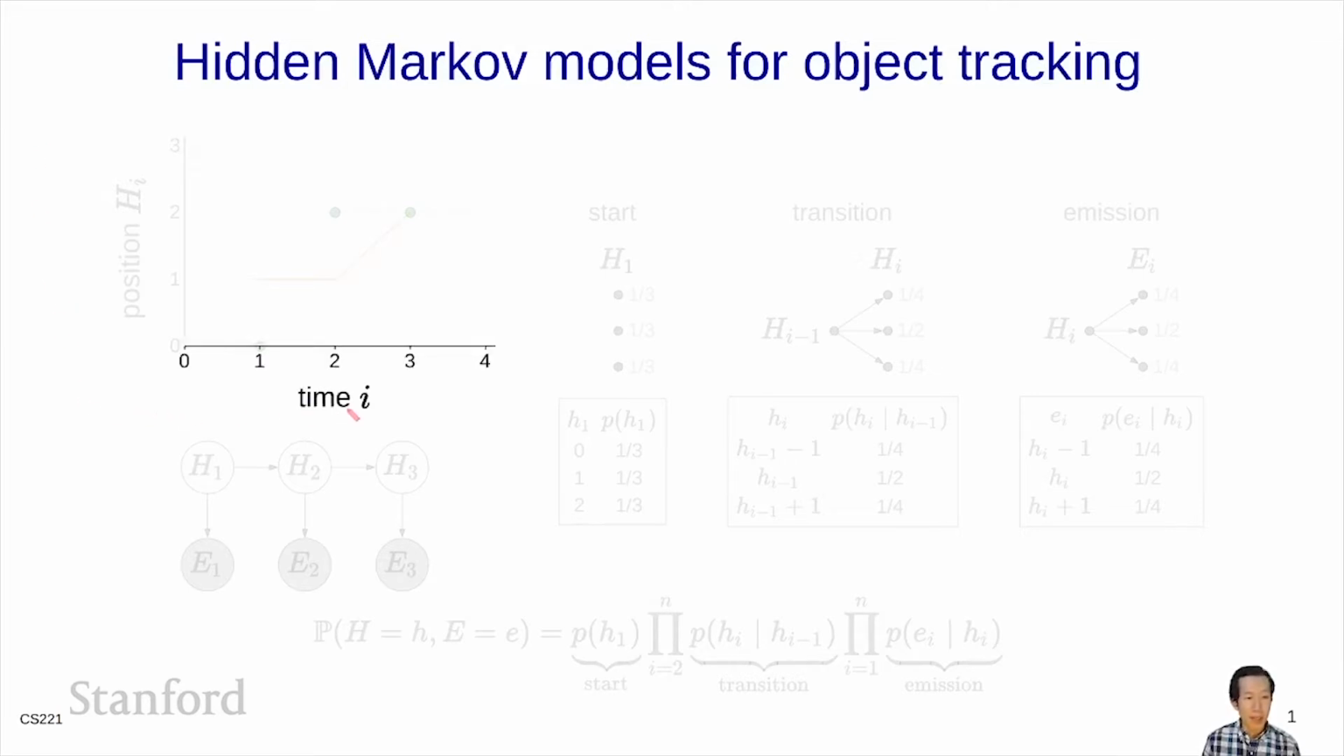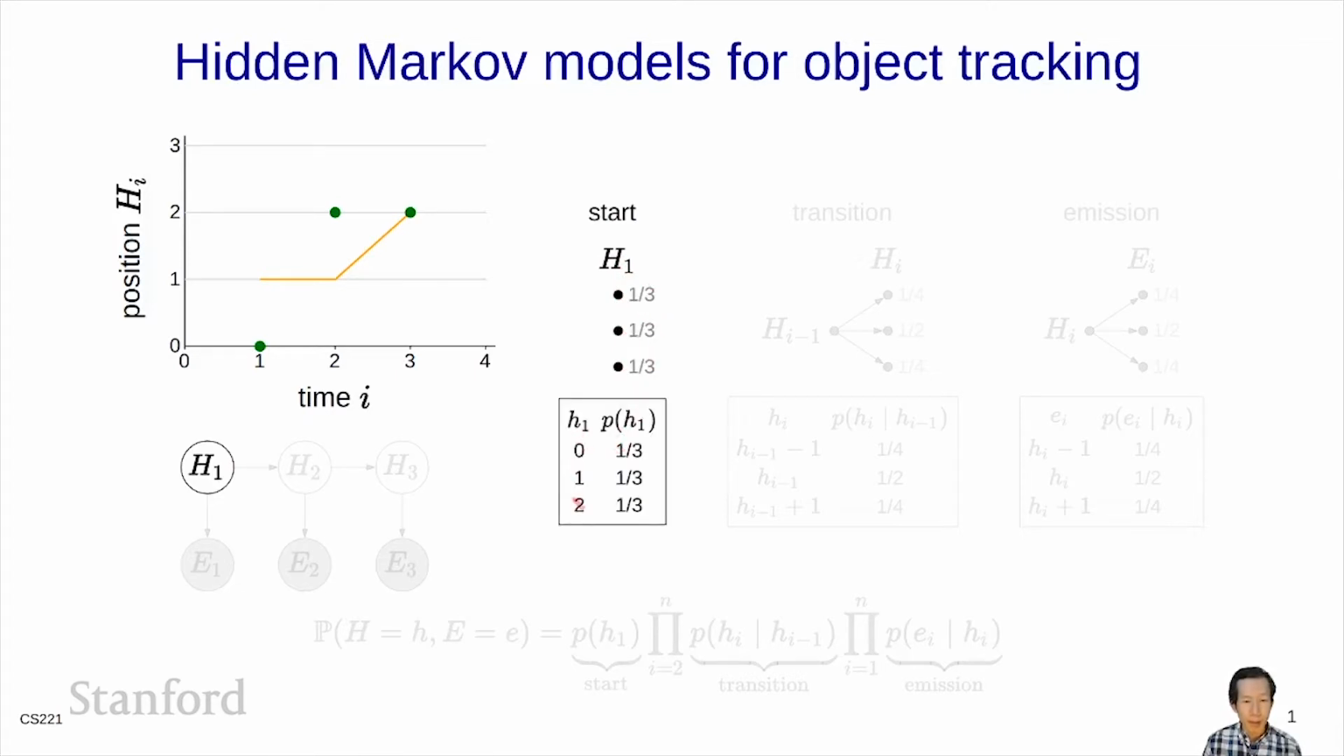So recall that at each time i, there's an object that is at a particular position hi. The object might have gone this trajectory. And at each position, there's also a noisy observation: 0, 2, and 2. So let's formally define a probabilistic story for how these data might occur. We start at h1, which is the position of the object at time step 1, and we're going to generate this position uniformly at random, probability 1/3, 1/3, 1/3 for each of these possible positions, 0, 1, or 2.